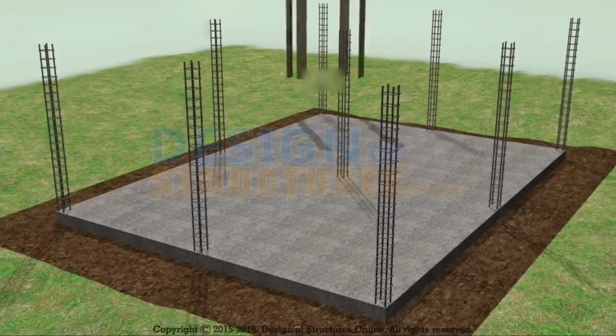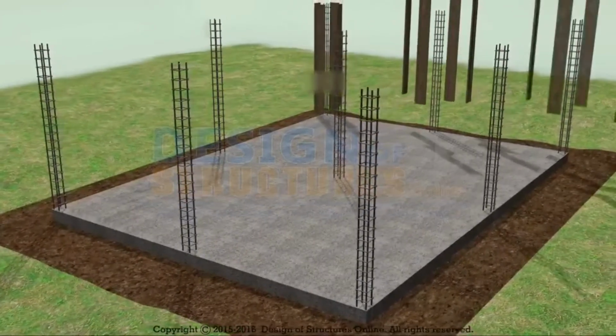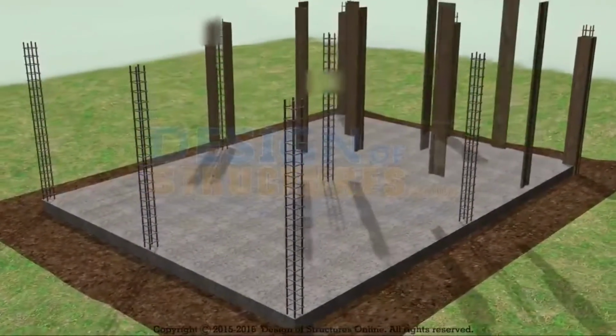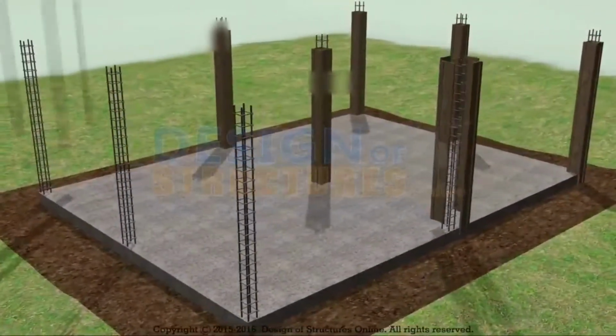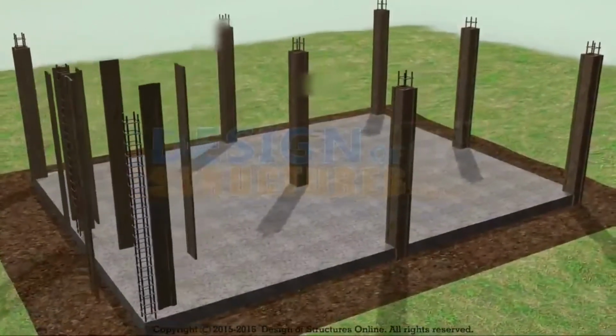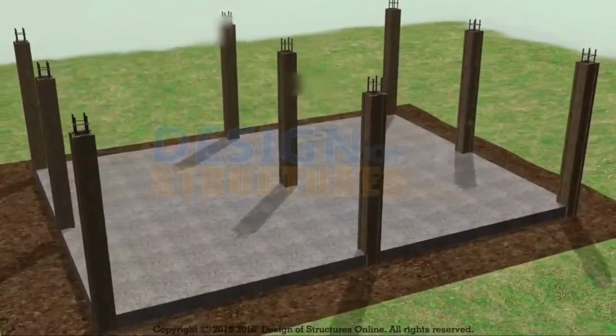Column shuttering. Column shuttering should be rigidly constructed and efficiently propped and braced both horizontally and vertically, so as to retain its shape. The shuttering should be set accurately to the desired line and levels and should have a plane surface.